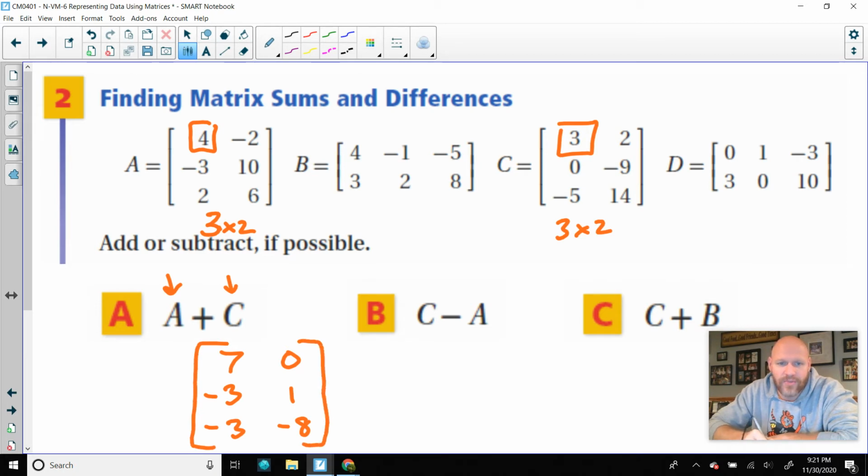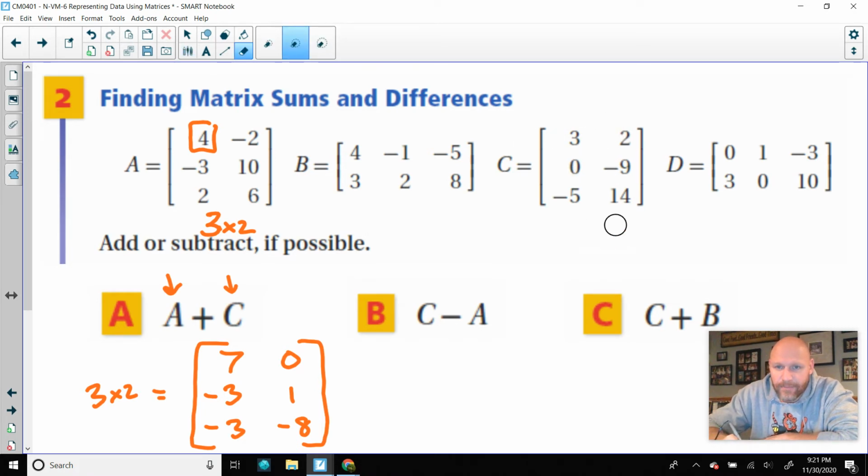We just create a new matrix. Since it started off with a 3 by 2 matrix, I know that our answer is going to be a 3 by 2 matrix. We're not really going to assign a letter to it, but that's how that would play out. If I'm doing C minus A, I would start off with matrix C and subtract matrix A this time. Once again, we know that the dimensions are the same, so all we're going to do is take the number 3 and subtract the number 4 from it.